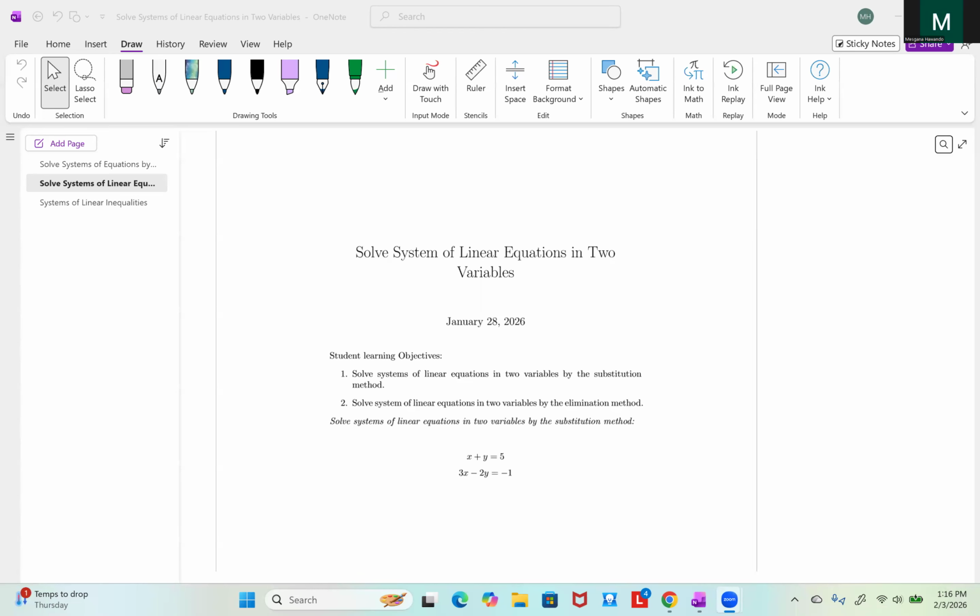Solve system of linear equations in two variables. Student learning objectives. Solve systems of linear equations in two variables by the substitution method. Solve systems of linear equations in two variables by the elimination method. So in this part, we're going to look at two other methods to solve a system of linear equations in two variables. And these methods are algebraic.